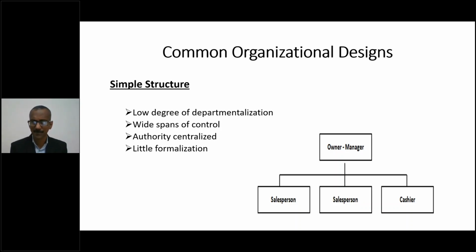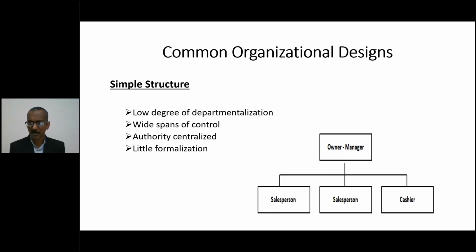First, we start with simple structure. A very simple structure. When you look at the picture, there are salespersons, there is a manager or owner. The salespersons work under the owner or manager. So in this case, we do not have departments. There is wide span of control because all the salespeople work under owner or manager.